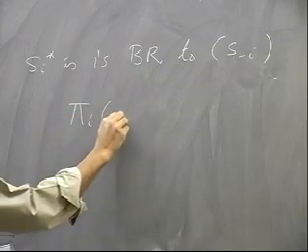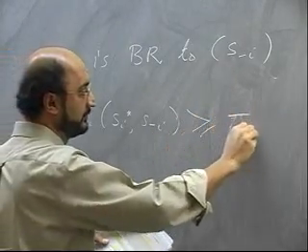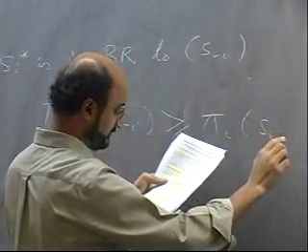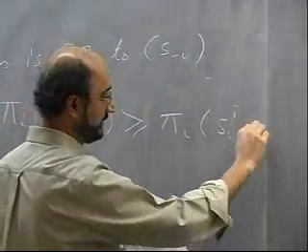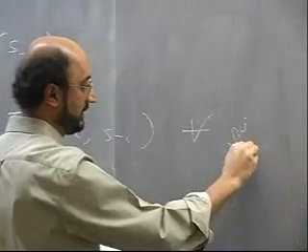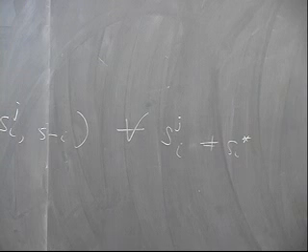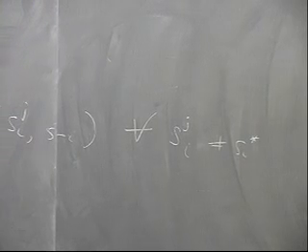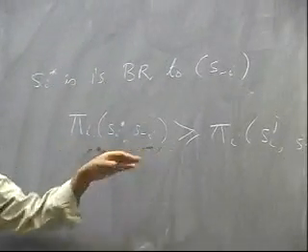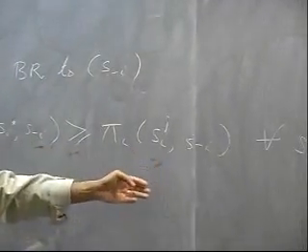If pi i of Si star, S minus i is greater than or equal to the payoff to i from playing any Si prime, S minus i, for all Si prime not equal to Si star. Basically, if I play my strategy Si star, given that everybody else is playing S minus i, then I get as good as or better a payoff than from playing any other strategy. It's called the best response.